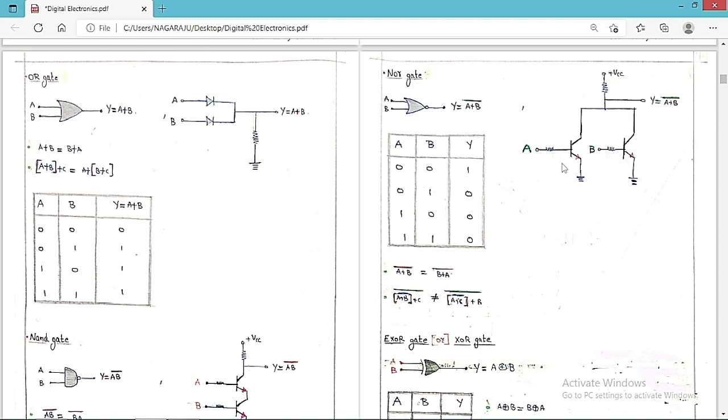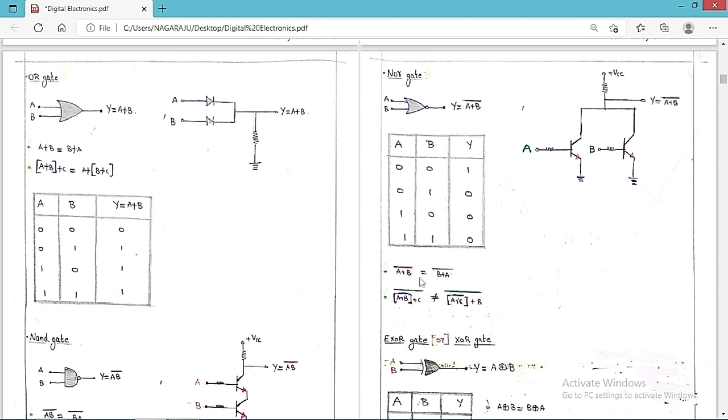So you can see clearly, suppose A is equal to 0, B is equal to 0. So this is off, this is off, this is off, so Y is equal to 1. If A is equal to 0 and B is equal to 1, means this is off and this is on, then we are going to get Y is equal to 0. If this is on and this is off, again you are going to get a short circuit, means Y is equal to 0. If both are on, both are short circuit, so Y is equal to 0. So this is the circuit diagram we are going to get for this NOR gate.